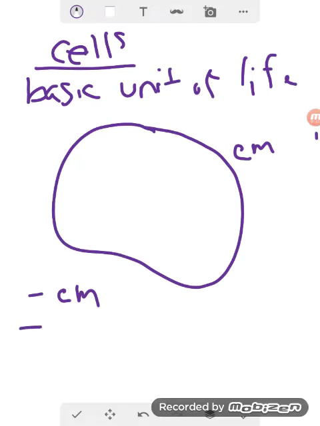The second thing that all cells have to have, remember, think back to our characteristics of life. The next thing is they have to have some type of DNA inside, because that's our living organism's way of carrying and transmitting genetic material. So that's our second thing all cells have to have: DNA.